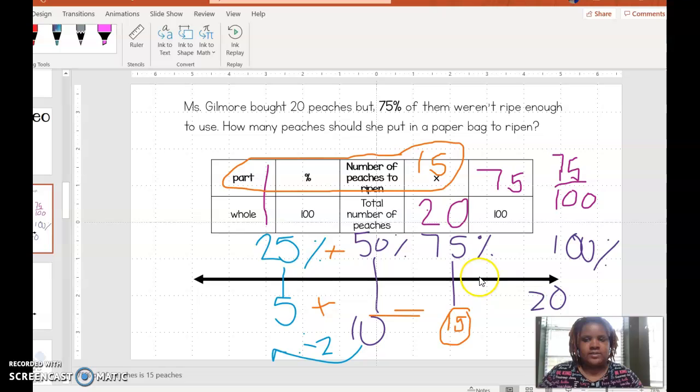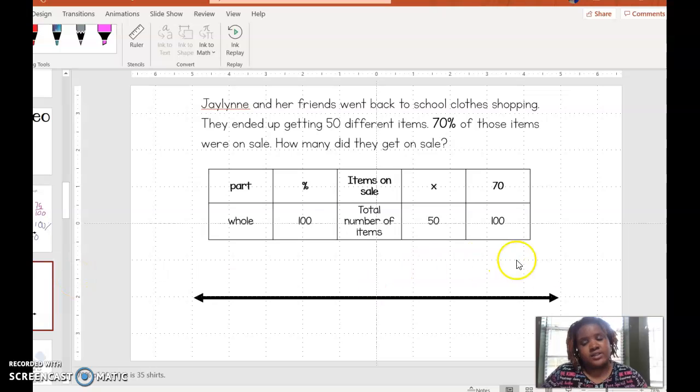So I used my percent proportion table first, and then I set up a double number line. The next problem, because they're not always going to be that easy. It says Jalen and her friends went back to school clothes shopping. They ended up getting 50 different items. 70% of those items were on sale. How many different clothing items did they get on sale? My table is already filled in.